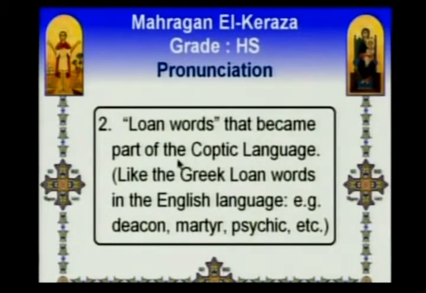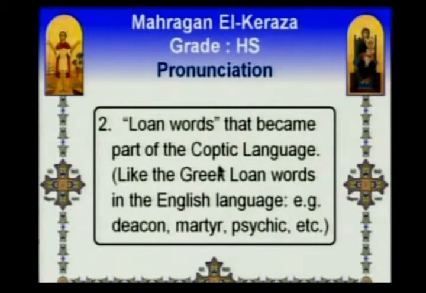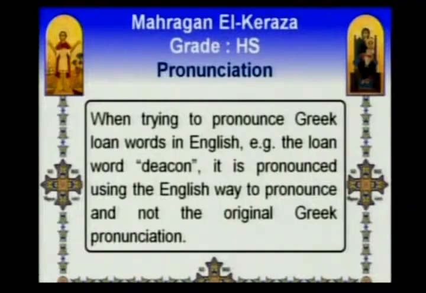So this is one kind of Greek words. The other kind are the loan words that all languages took from the Greek language, certain words like the word deacon, the word martyr, the word apostle. They are taken in all languages, including the Coptic, and these we call loan words, that they became part of the Coptic language. So these loan words, I want to discuss the way we pronounce these loan words.